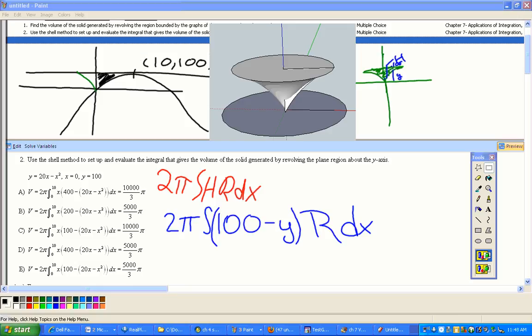So the radius is going to go from here to here, but it's going to vary. So it's going to start tiny and it's going to get big. So can you see that the radius is going in the x direction? Yeah. So you need to have a variable, so the radius will become x.